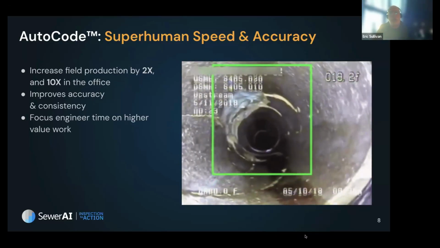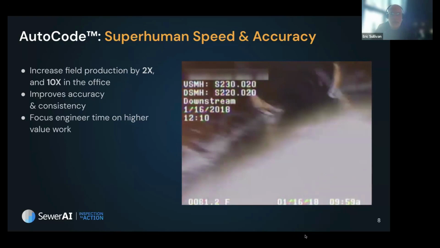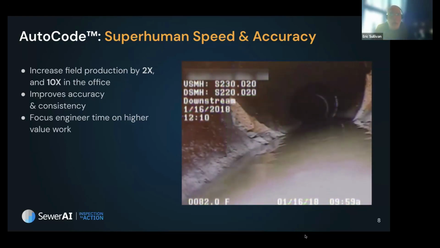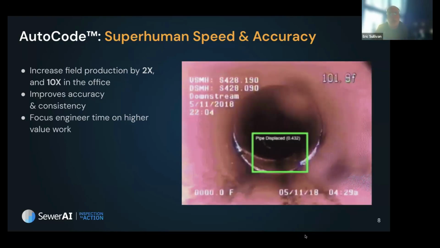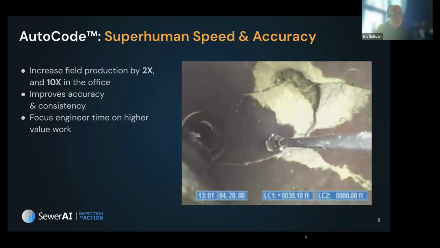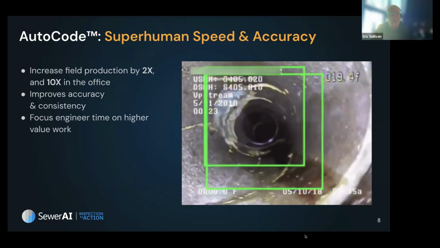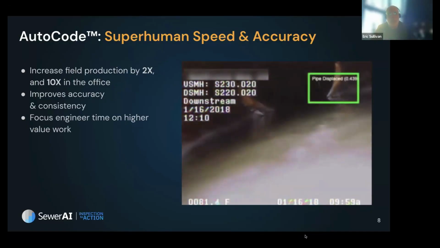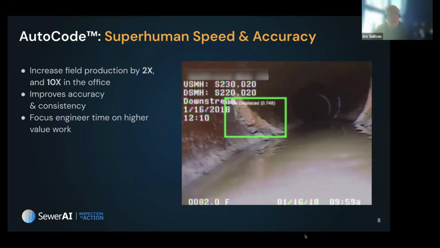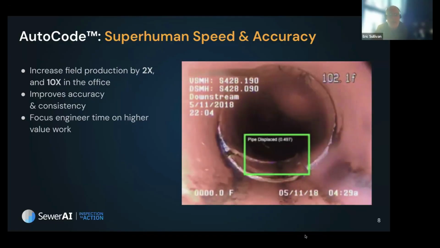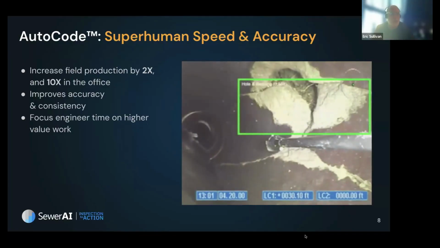And on the engineering and asset planning side, it means that you're not re-watching all these videos just to double check if it's a crack versus a fracture and all the other 220 plus codes, right? So instead, you get the more consistent data, and you get your valuable time back.